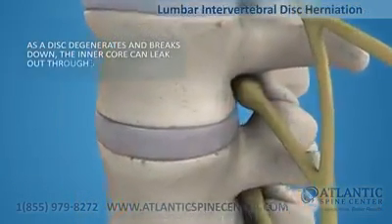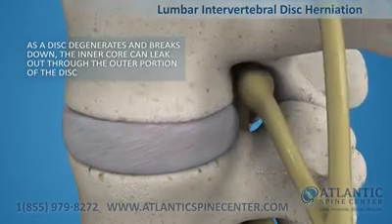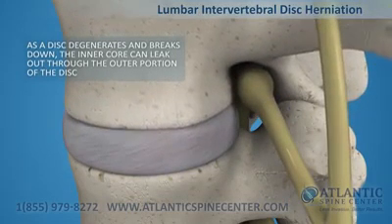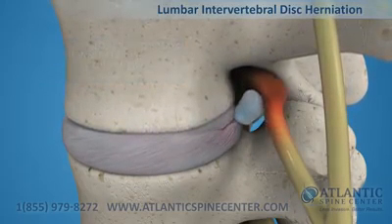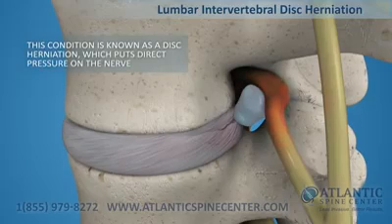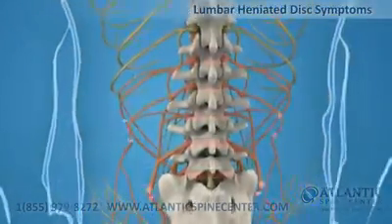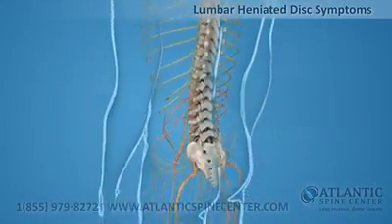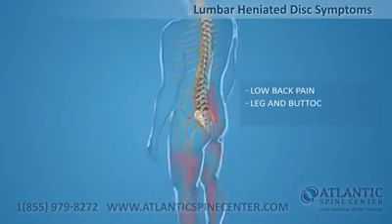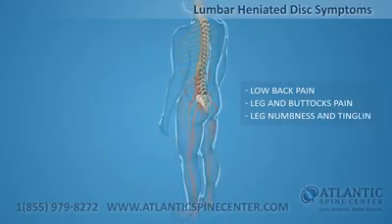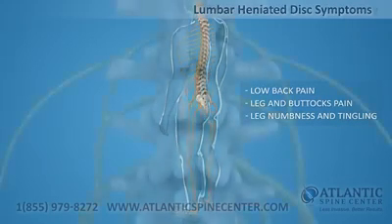As a disc degenerates and breaks down, the inner core can leak out through the outer portion of the disc. This condition is known as a disc herniation, which puts direct pressure on the nerve. Lumbar herniated disc symptoms include low back pain, leg and buttock pain, leg numbness, and tingling.